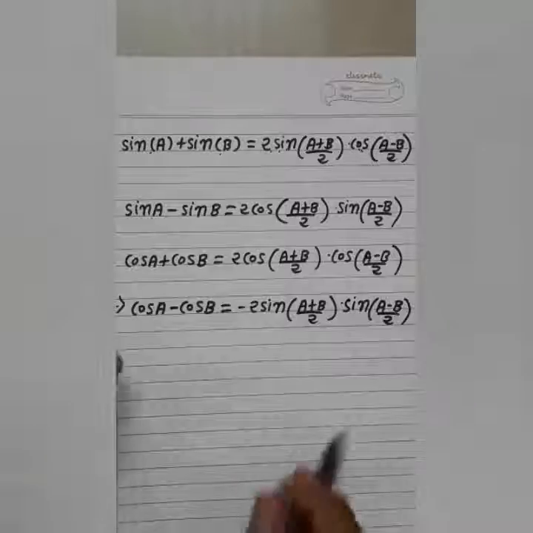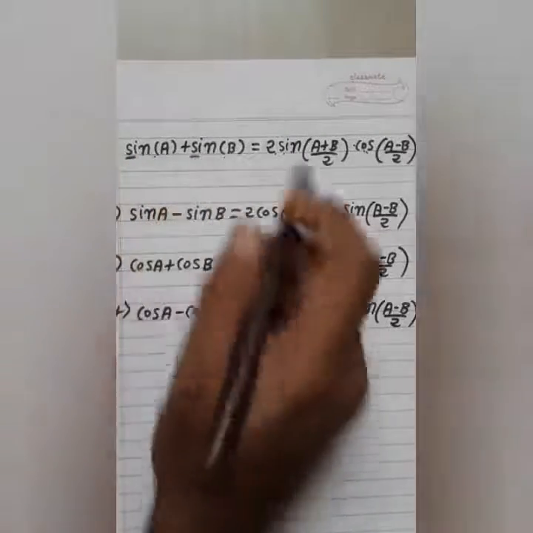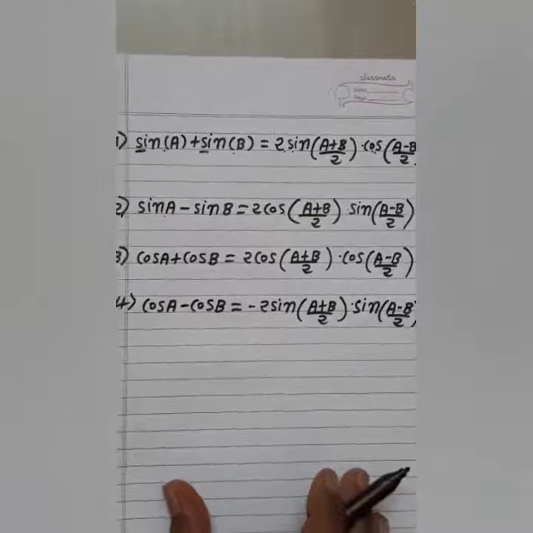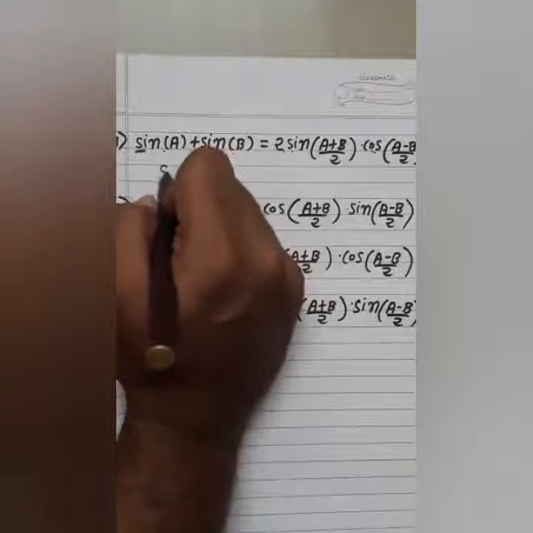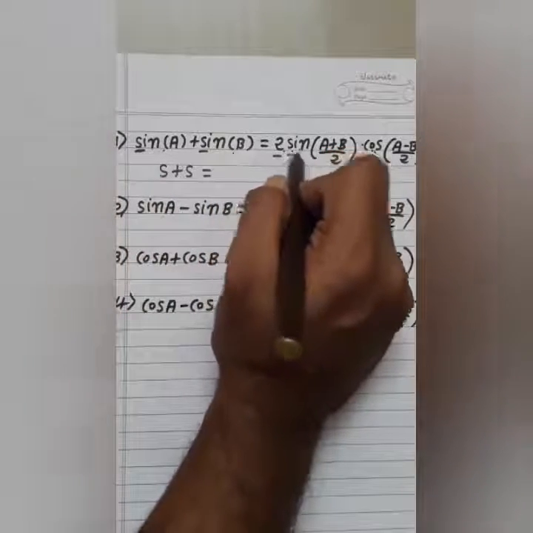Now how can we remember these formulas? First of all, again the same method. Here the first term is s and the second term is again s. So in short form, s plus s is equal to 2sc.